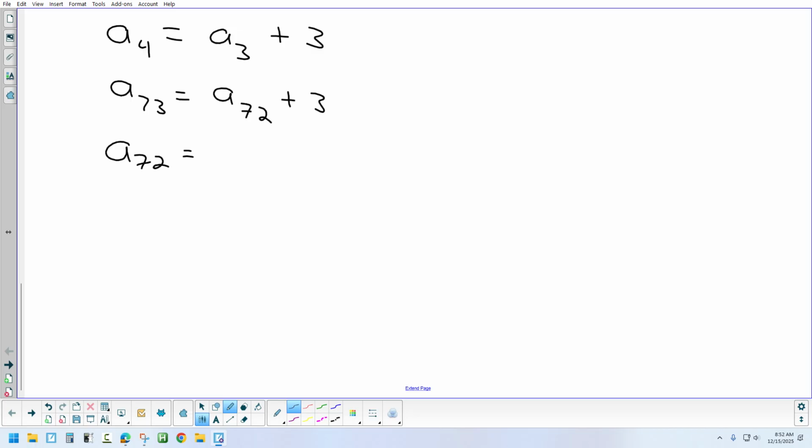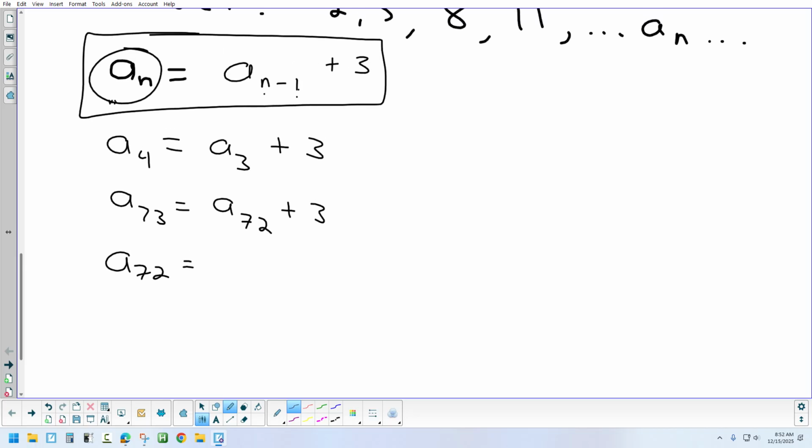What's the formula for the 72nd term? A sub 71 plus 3. Okay. Do we know the 71st term? So we're trying to find the 72nd term. Do we know the 71st term? No. So now we've got to find the 71st term. Okay, this is going to go on for a while.